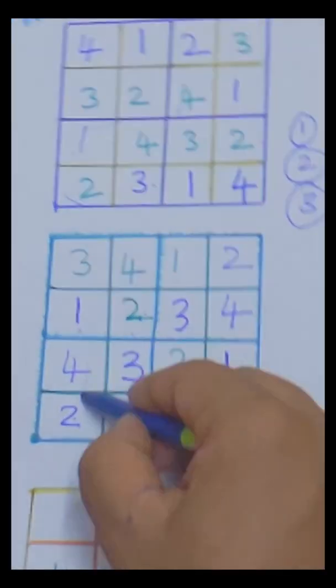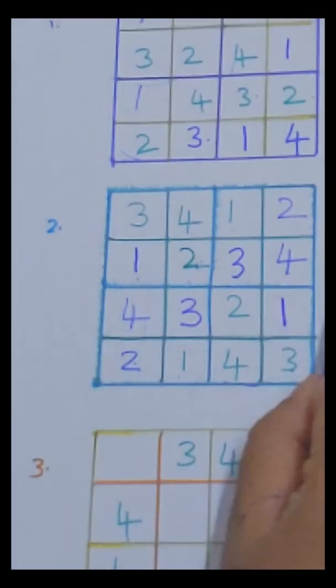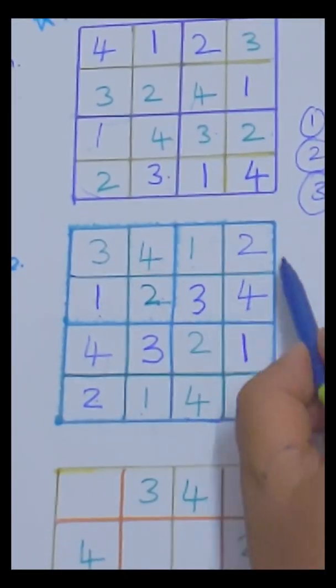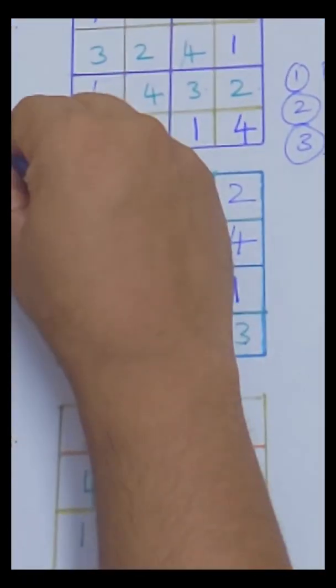So I can say each row has 1, 2, 3, 4, and each column has 1, 2, 3, 4, and each block also has 1, 2, 3, 4. Okay, that's it. These two are done.